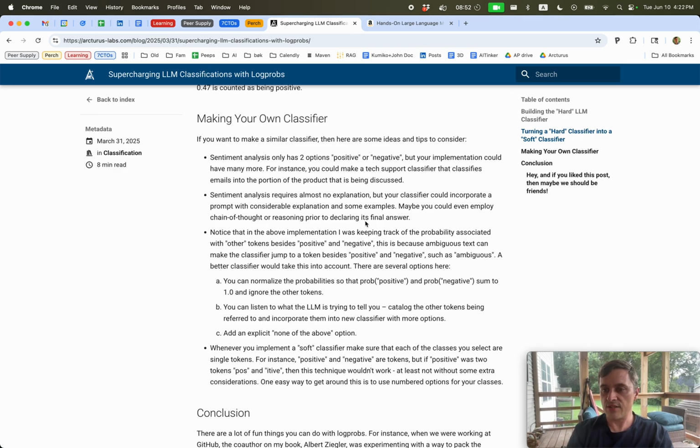If your classification needs more explanation, then you're free to do whatever you want with normal prompt crafting. Include few-shot examples, include plenty of instructions about what your domain means. You can also do things like chain of thought. You can say, this is hard, think about it, let it think for a bit, and then say, now give me the token of your decision, and then collect the logprobs from that.